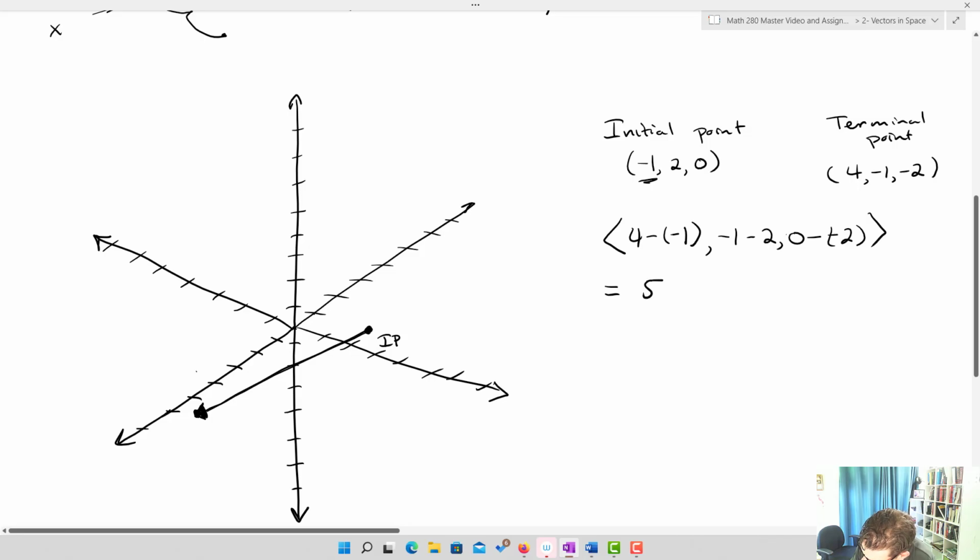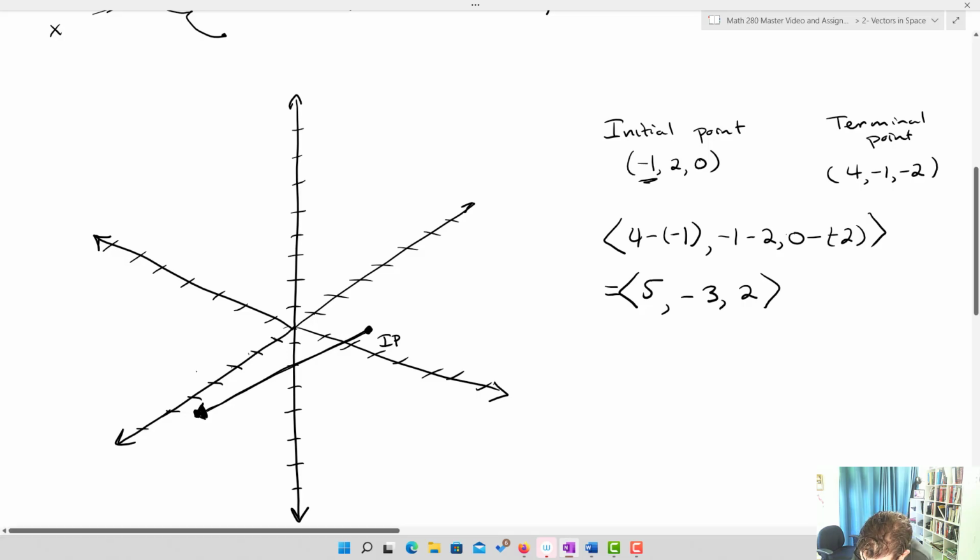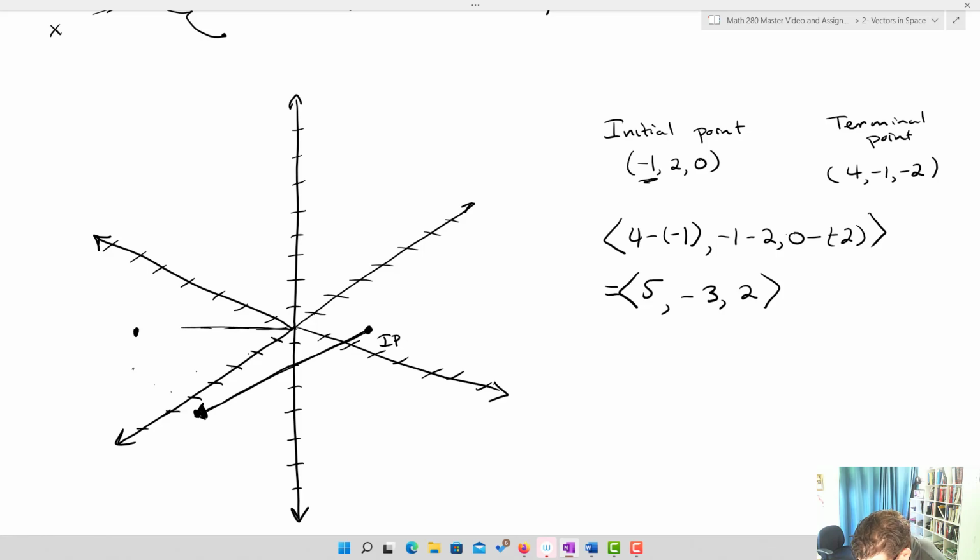And so that's then 5, -3, +2. And that is now the standard position vector. So we'll go 1, 2, 3, 4, 5, -3, 1, 2, 3, and then up 2, 1, 2. Okay? It's a little bit difficult because my graph isn't perfect, but essentially those two are going to have the same position and the same direction. Okay, there we are.